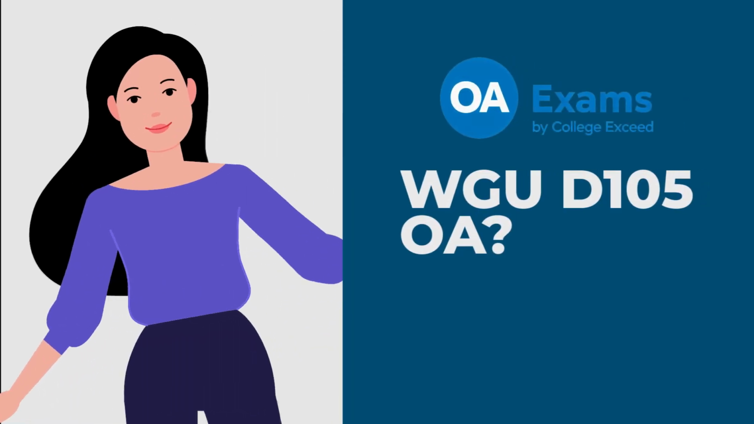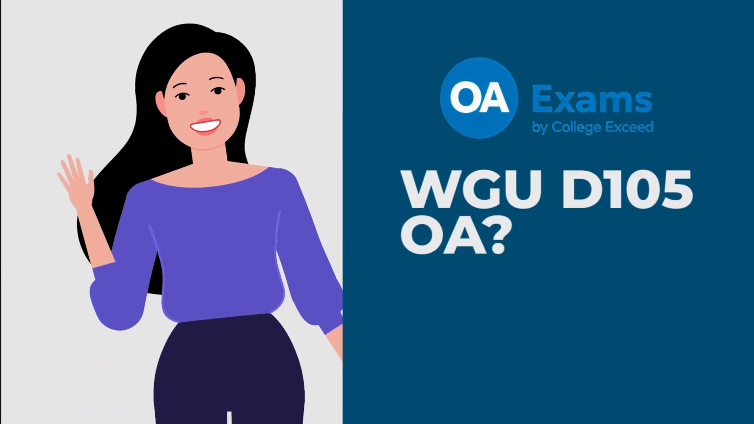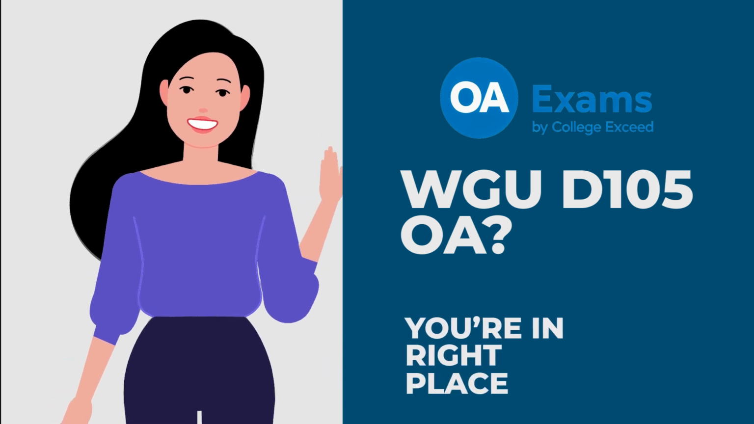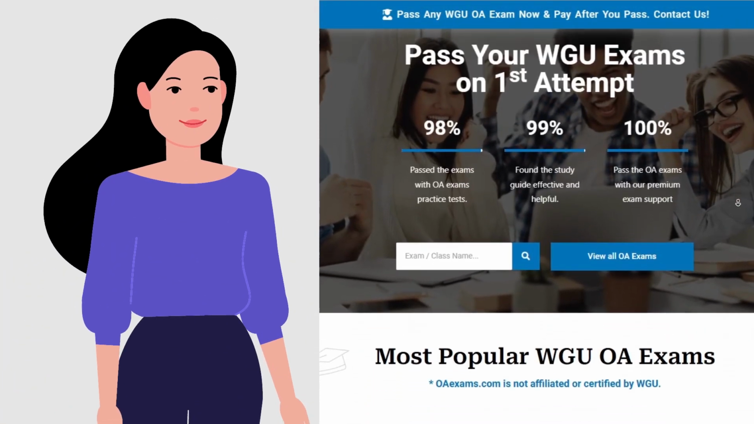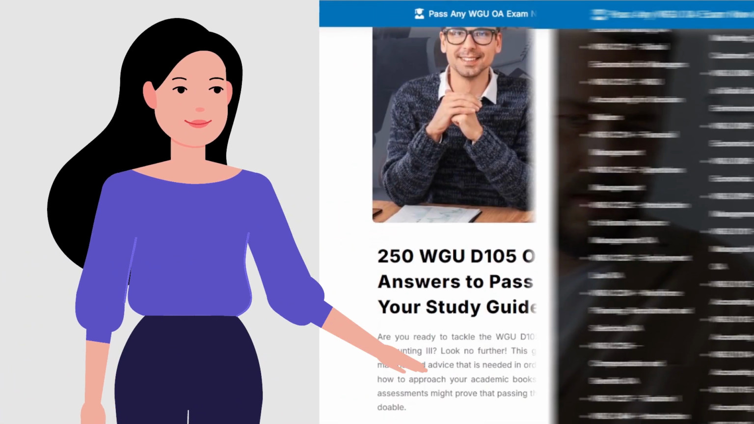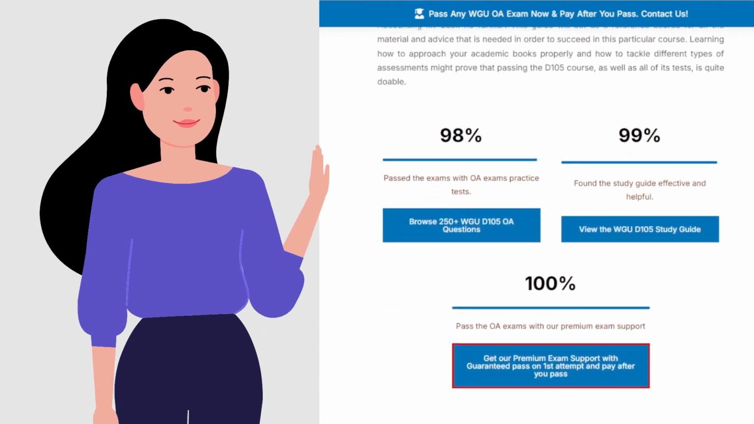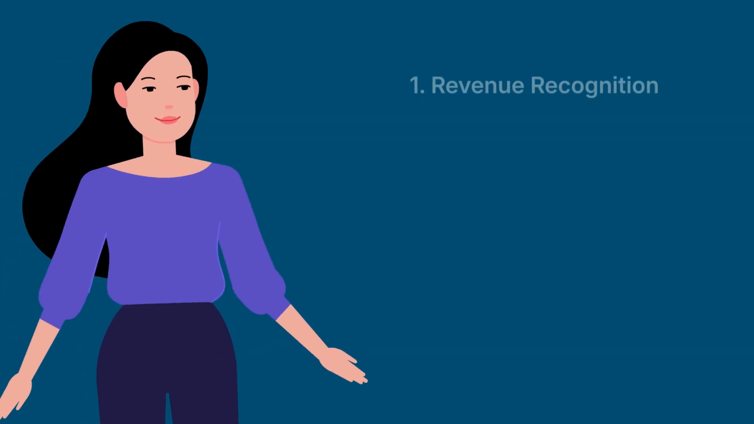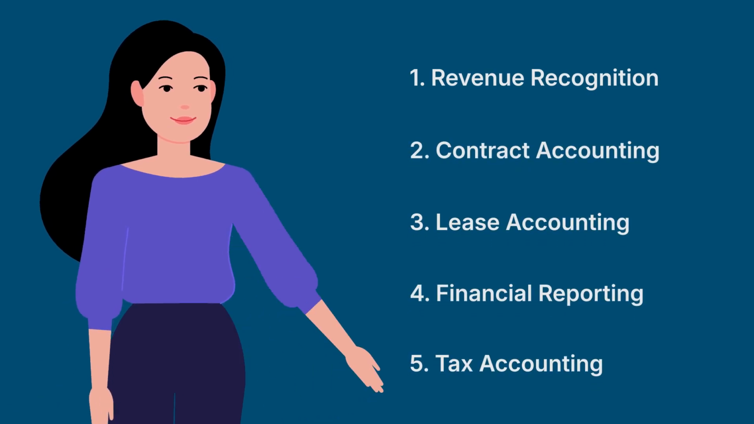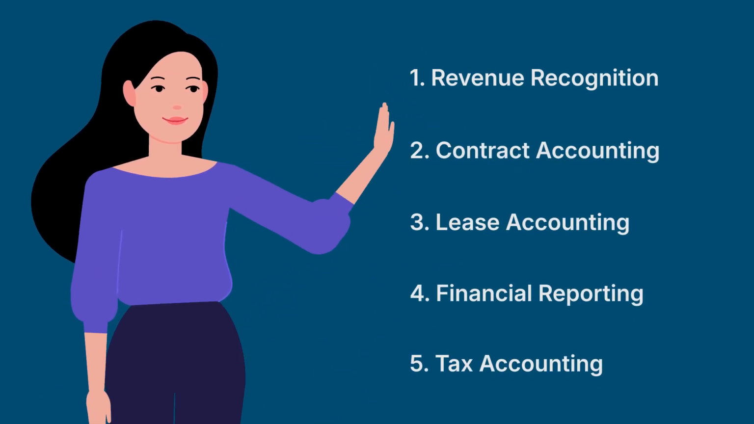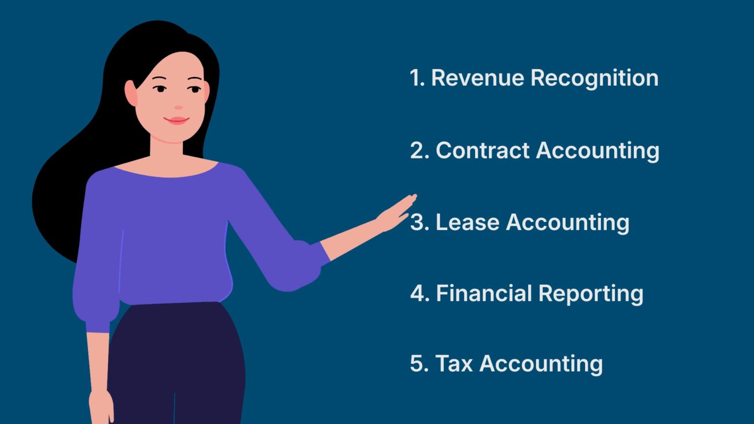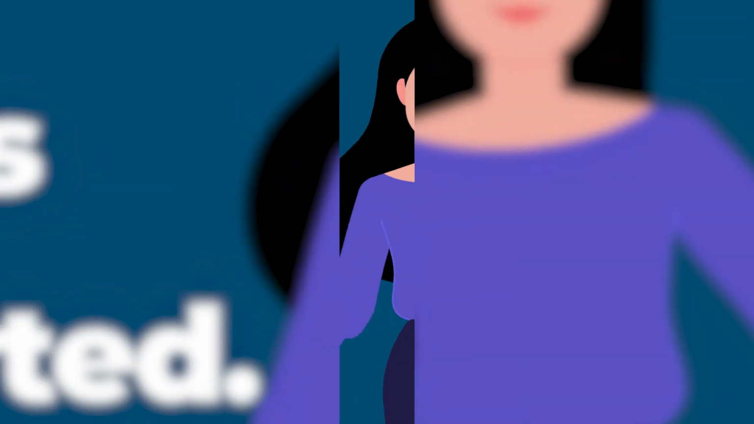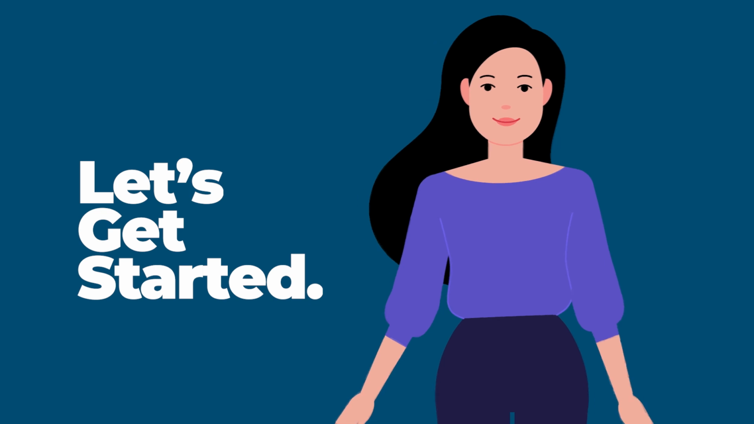Are you ready to tackle the WGU D105 Objective Assessments for Intermediate Accounting? Look no further. On our webpage you will find a unique list of questions and answers designed to assist you in passing the D105 course. In this video, we will cover questions from revenue recognition, contract accounting, lease accounting, financial reporting, and tax accounting. So, let's get started.